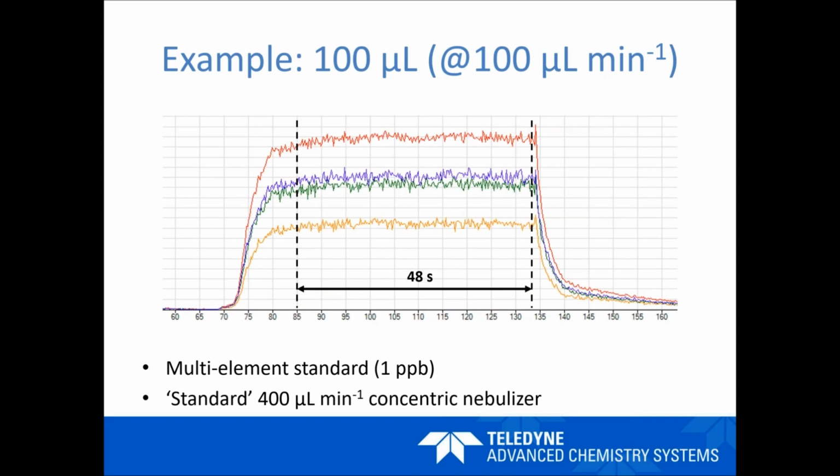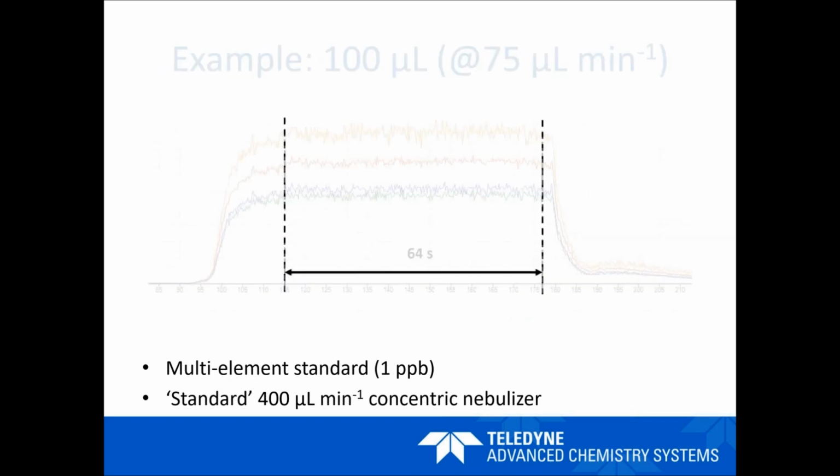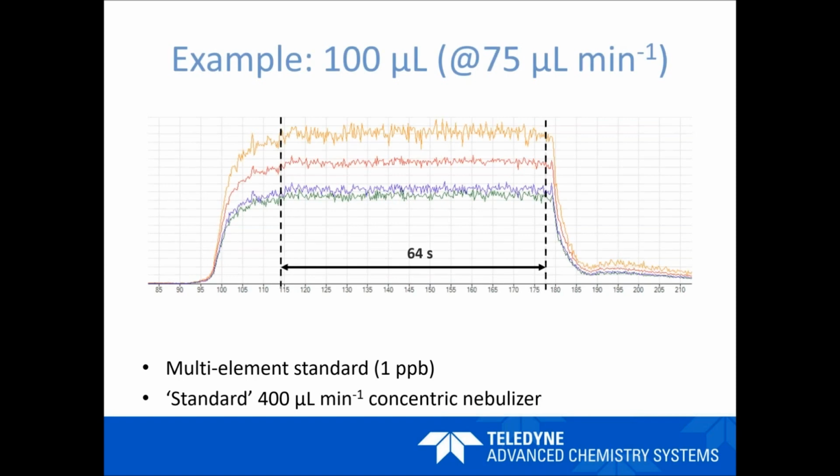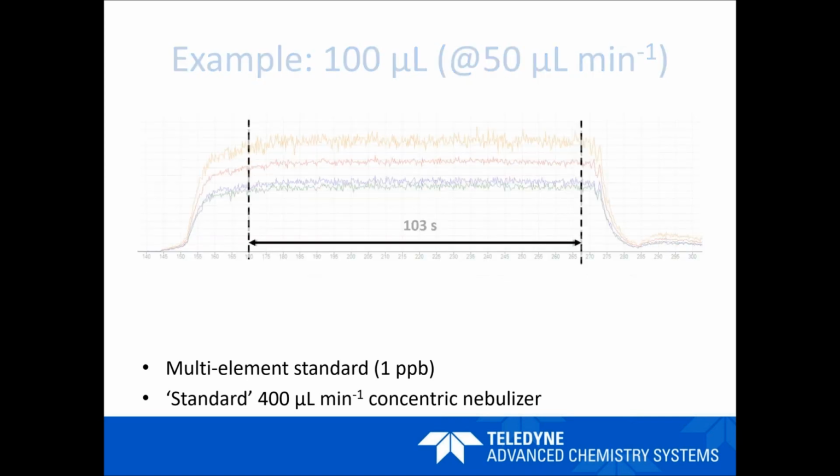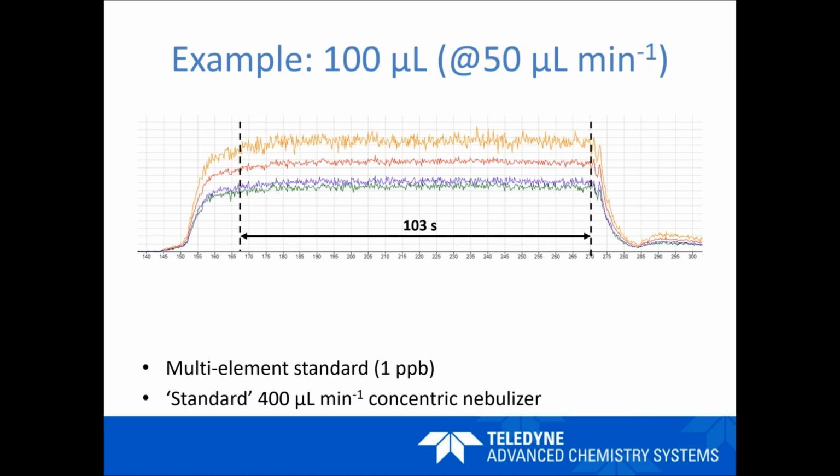Again, the same sample, the same multi-element standard solution via the same standard nebulizer. What happens if we take it further? Drop it to 75 microliters a minute, all of a sudden we're over a minute. So there's been no change to the nebulizer through this either, which would give us even more benefit. And then the last example I'll give, what happens just a bit further. So to 50 microliters a minute, now we're over a minute and a half, just from 100 microliters of sample.